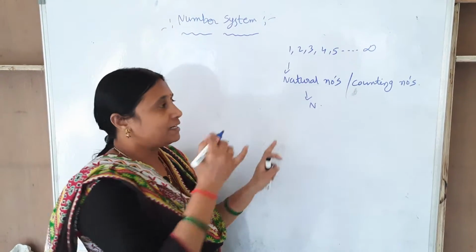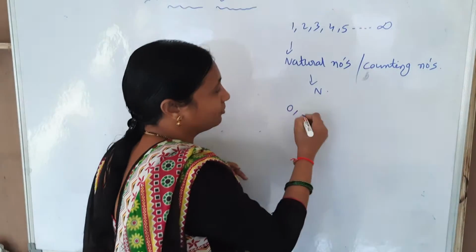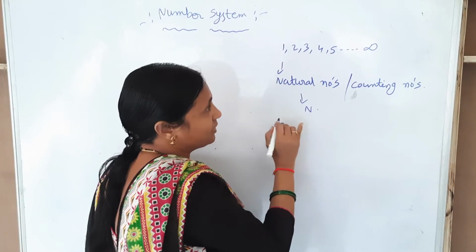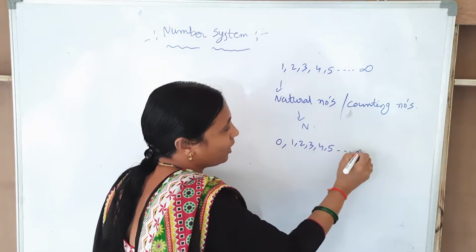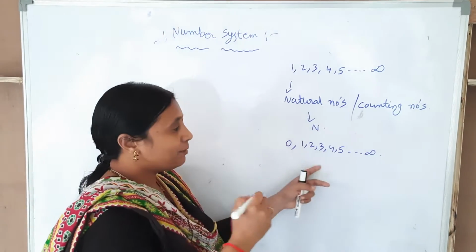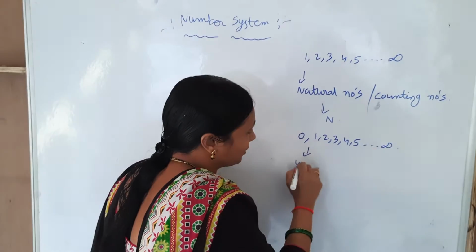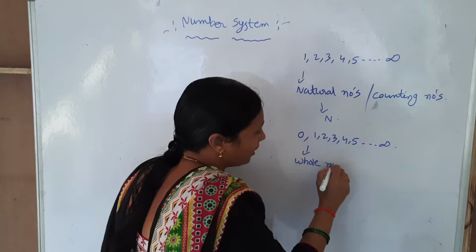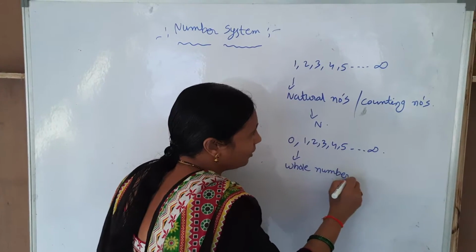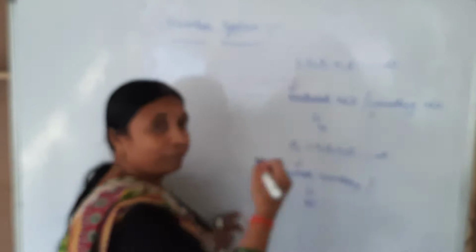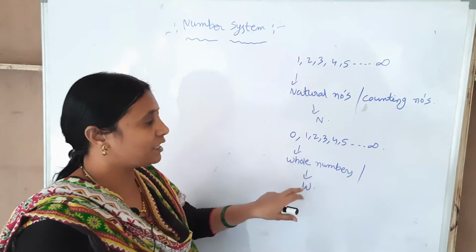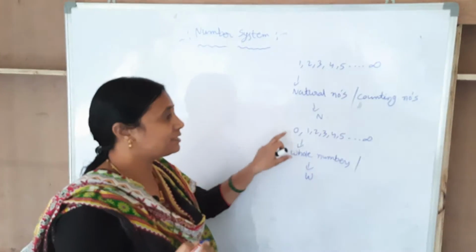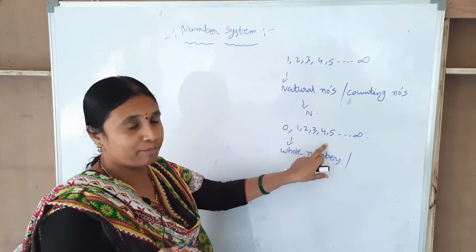Suppose we add 0 to the natural numbers: 0, 1, 2, 3, 4, 5, and so on, infinity. These numbers are called the whole numbers. The whole numbers are represented by capital W. Whole numbers contain 0 and the natural numbers.